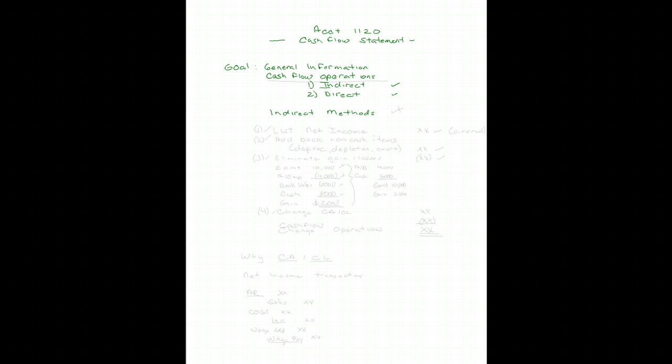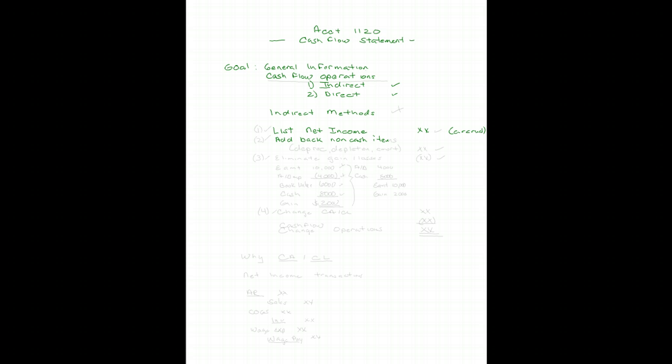There are a few simple steps on how to do that. The first step is that you list net income right off of the income statement, and then we need to correct it, because net income is accrual basis and we want to make it cash basis. To do that, you need to fix it for two things. First of all, add back any non-cash items.